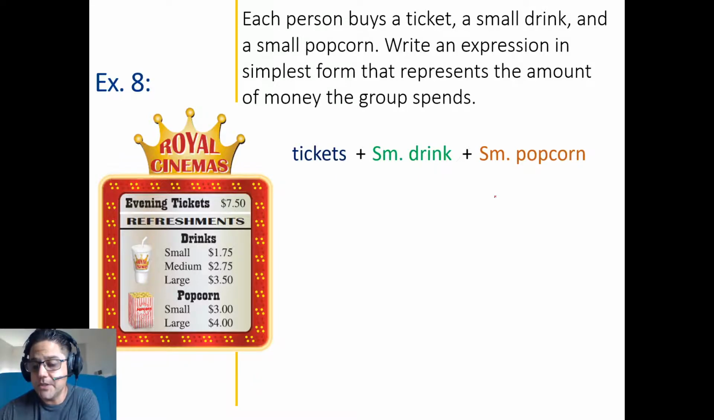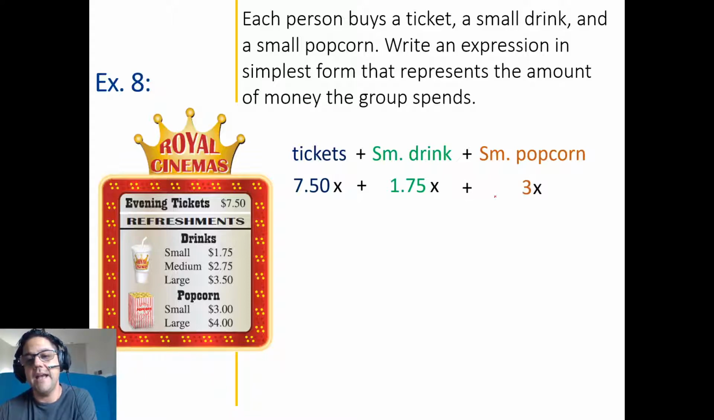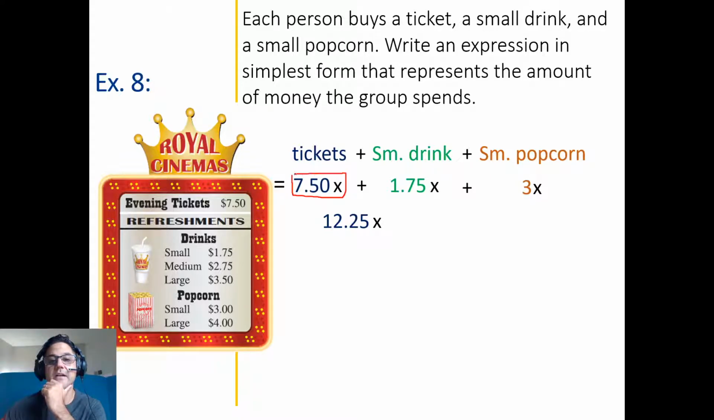But remember, each person buys it, so we're going to represent it as $7.50 x, because x represents the amount of people, plus $1.75 x, because again, each person's buying it, so yeah, they are like terms. And then 3x, because the small popcorn's $3, each person's buying it. Hey, these are all like terms, so I can go ahead and combine them, add them up if you will, and it'll give me 12.25x. So if you want to, again, you could put a box around all of them.